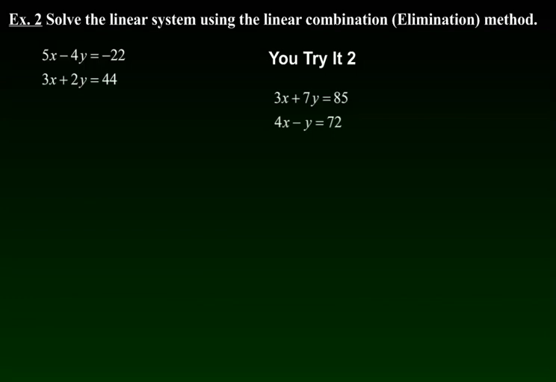Example 2 says, solve the linear system using the linear combination or elimination method. So this time, we're still looking for the same idea as before. We're looking for one of the variables that when I add it together, they cancel out. If I look at my x's, 5 plus 3 is 8, and that won't cancel. If I look at my y's, I get -4 plus 2, which also doesn't cancel. So this time I have to do an extra step. This time I have to multiply.